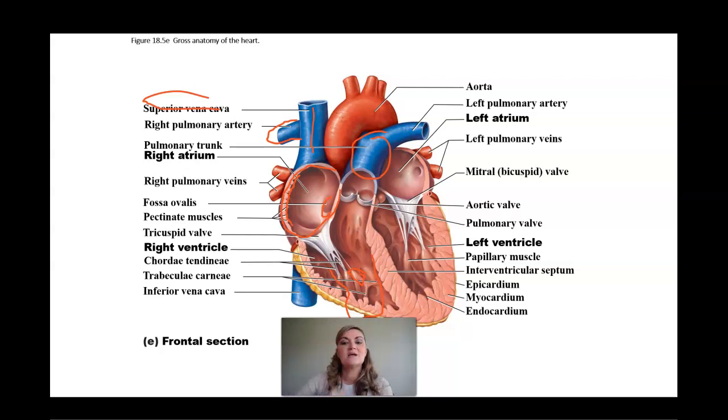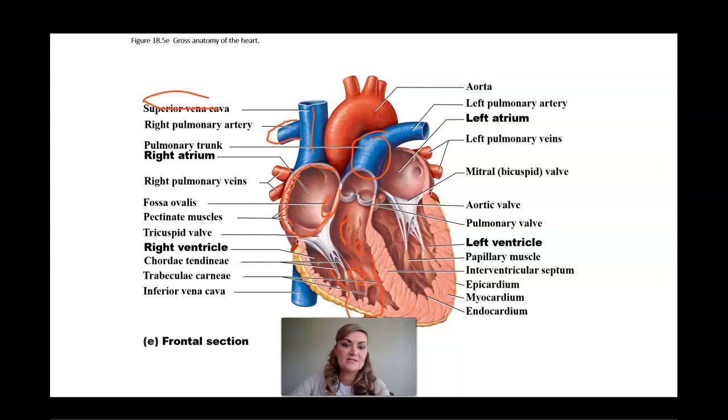Now looking inside of the right ventricle here, you're going to see these different indentions. Those are called trabeculae carneae, and that's going to be the different sections or the trabeculae that you're going to find within the heart, kind of like the trabeculae that you'd find in a bone, except for this one's going to be made up of muscle.